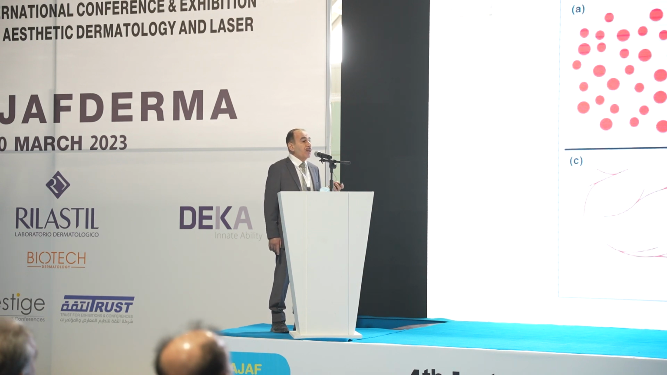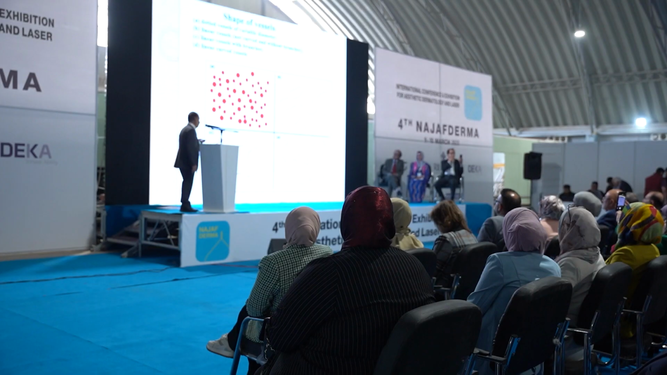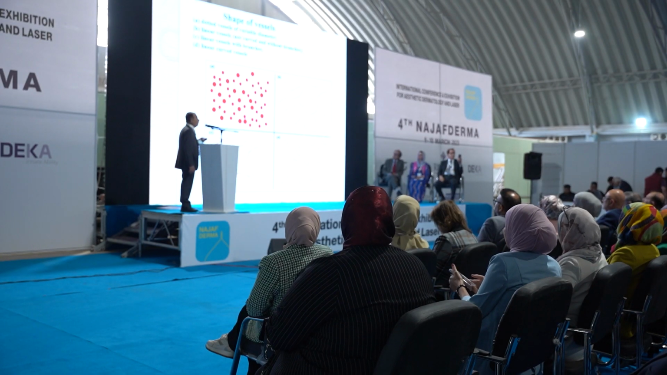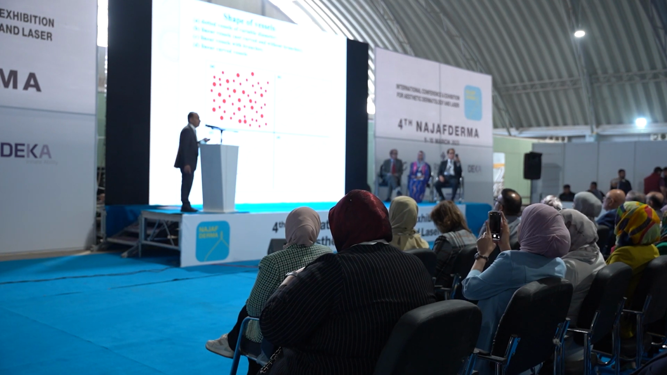The first one is the blood vessel shape. We have only 4 important shapes of blood vessels. The first one on the upper left is the dots and the globules. Okay? The other one on the right top is the linear blood vessels. The difference is clear.